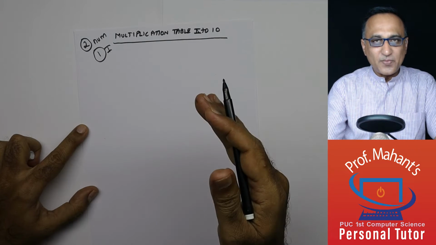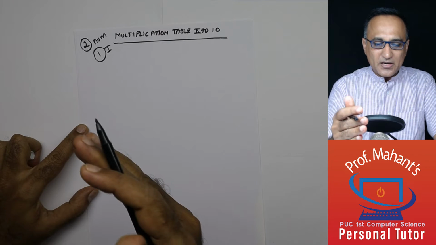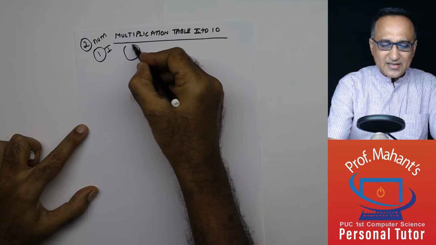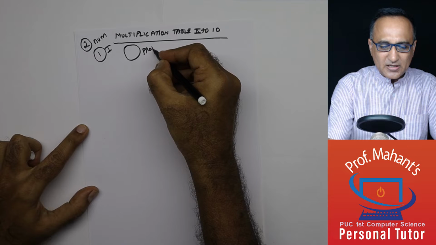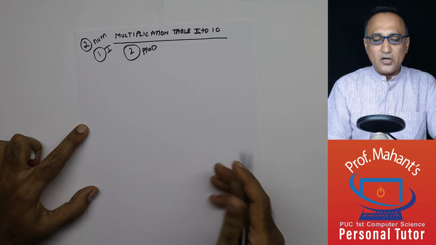Then I is increased by 1, 2 into 2 is 4. I is again increased by 1, it becomes 2 into 3 is 6. And then to hold the result, I'll use another variable called product. So 2 into 1 is 2, and this particular variable product will hold it.